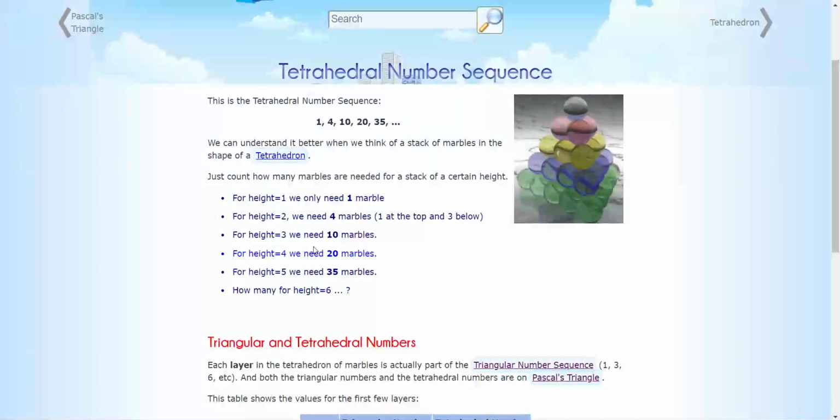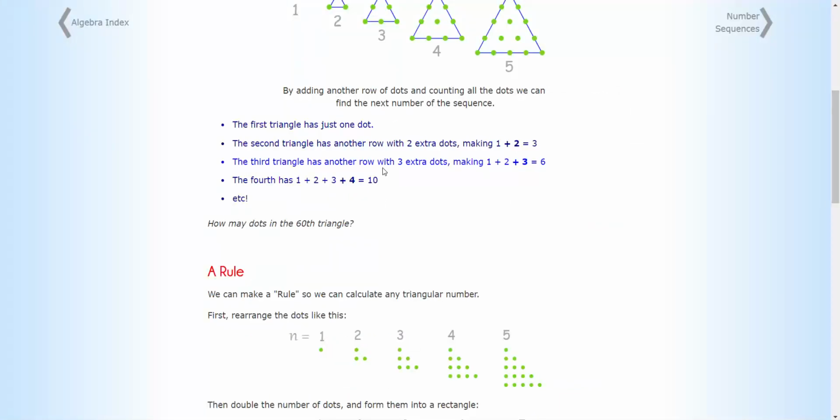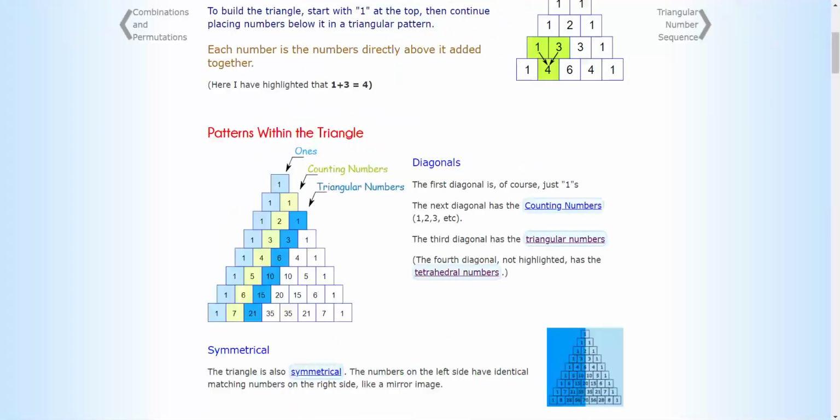Anyways, you need 4 marbles, and then you need 10 marbles, and so on. Okay, I don't think we really have to dive into this. So going back.